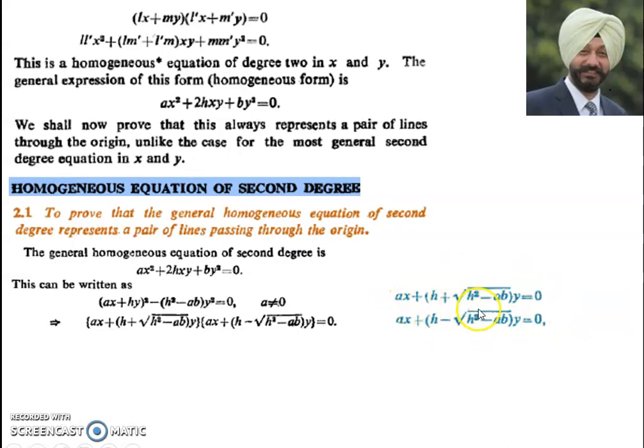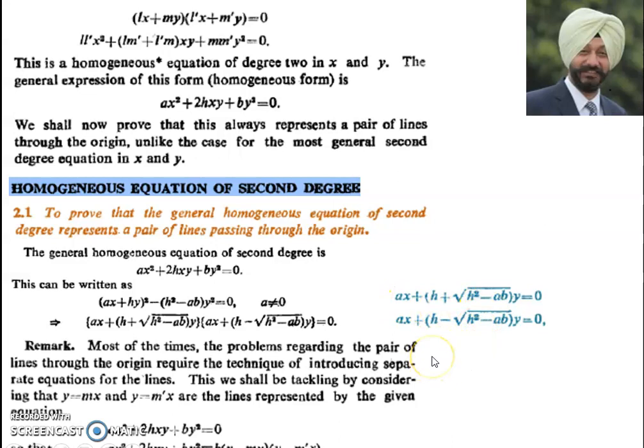When we put x is equal to 0, y is equal to 0, we got 0, 0. So this passes through the origin also. Most of the time, problems regarding a pair of lines through the origin require the technique of introducing separate equations for the lines. We shall tackle this by considering that y is equal to mx and y is equal to m dash x are the lines represented by the given equation. So this is our main way to solve the question.